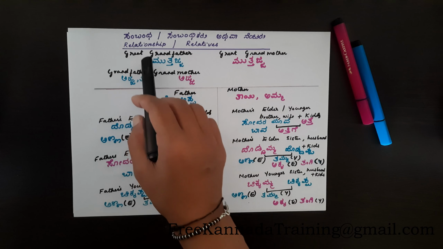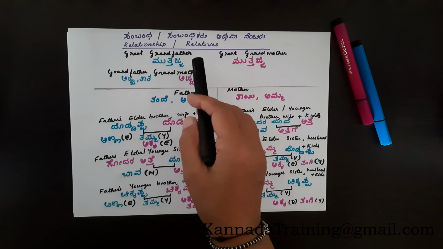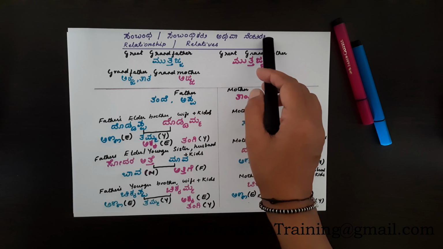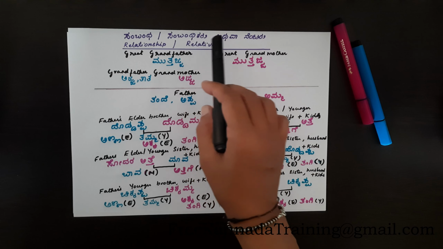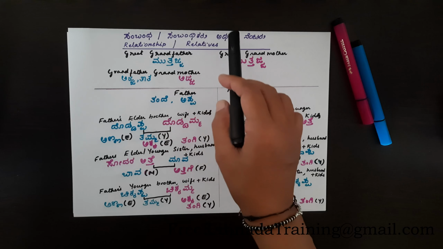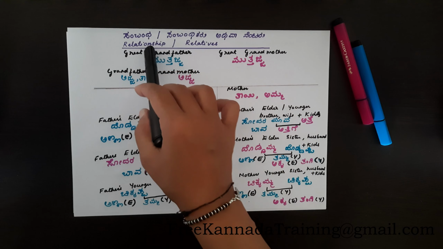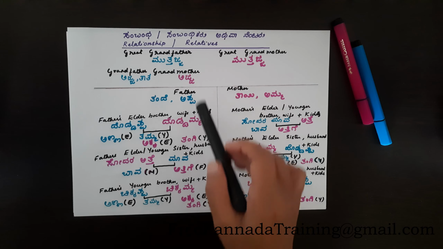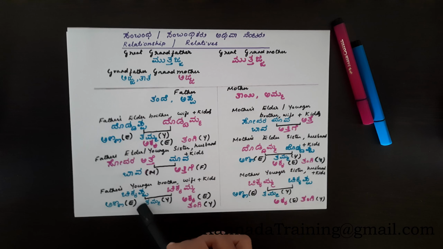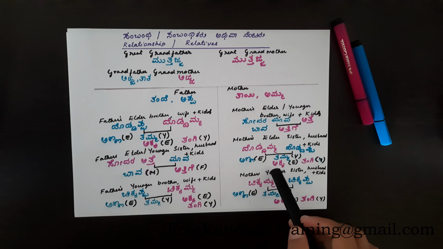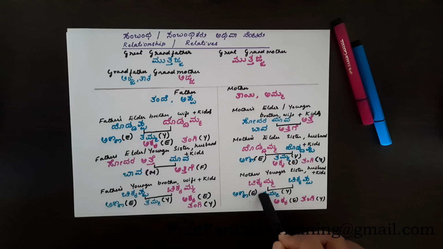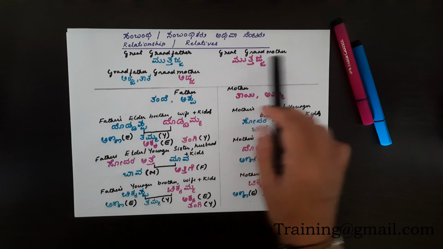Sambandha is relationship, Sambandhikaru is relatives, or Nentaru is also relatives. Here all the blues are male and all the pink, whichever is written in pink, are female, for easy understanding. You can also go by this video's description for quick and easy reference. Here in this video I will be explaining in detail.